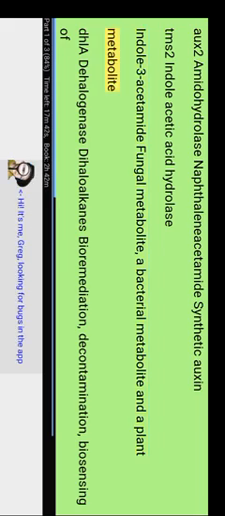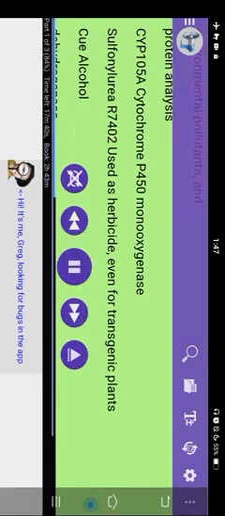Genes, enzymes, substrates, use of substrate. Cytosine deaminase, 5-fluorocytosine, antifungal medication. OX2 aminohydrolase, naphthalene acetamide, synthetic auxin. TMS2 indole acetamide hydrolase, indole 3-acetamide, fungal metabolite, a bacterial metabolite in a plant. DWA dehalogenase, dihaloalkanes, bioremediation, decontamination, biosensing.